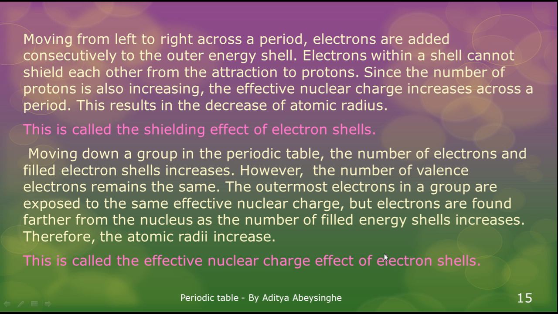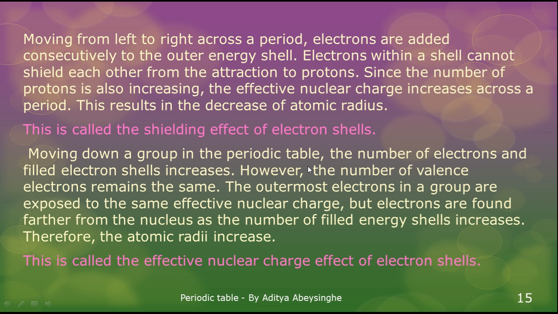When you move from left to right, first of all I will consider the decrease of the atomic radius across a period. When we move from left to right across a period, electrons are added consecutively to the outer energy shell. For example, sodium has a configuration of neon core and 3s1, magnesium has neon core and 3s2, and aluminium has neon core 3s2 3p1.